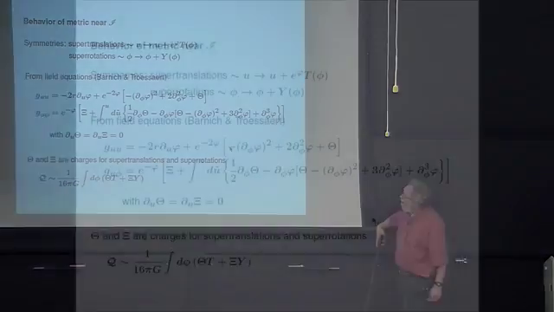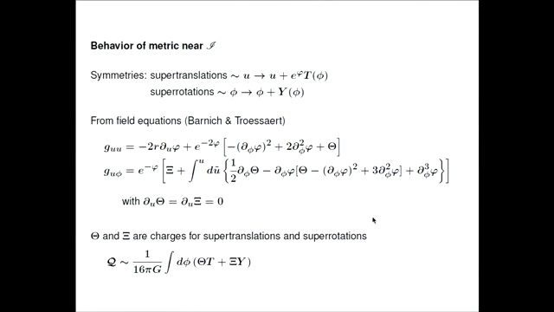OK, so the first step is to look at the behavior of that metric near infinity. That is, take that form, plug it into the Einstein field equation, see what you get out. The first thing you can do is look for symmetries that preserve that form. Those are the supertranslations and the superrotations.